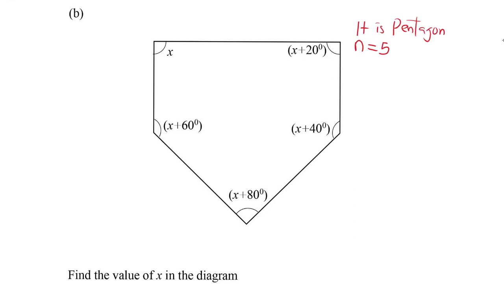So remember that we have a formula that the sum of angles in a polygon is given as n minus 2 times 180.